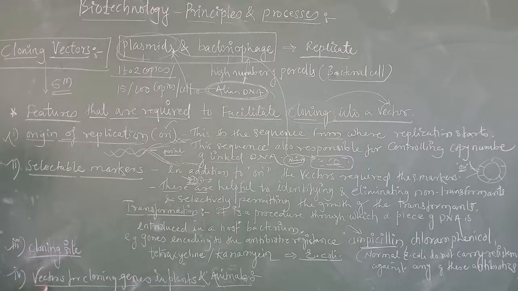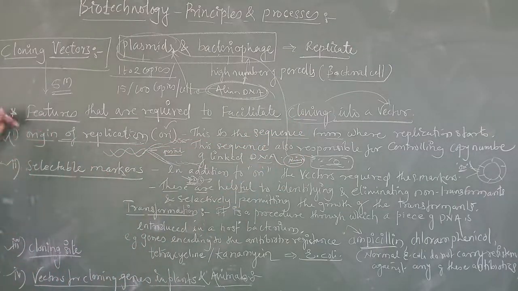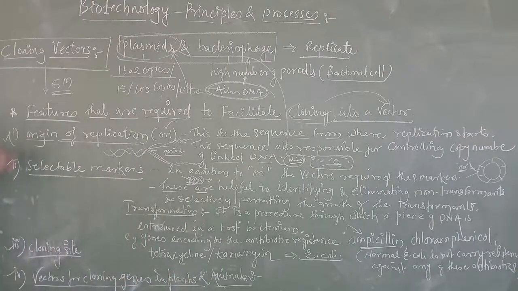And last is to study the vectors for cloning genes in plants and animals. Whichever vectors are used in plants and animals can be useful for us in making the cloning. This is about the origin of replication, selectable markers, cloning site, and vectors for cloning genes in plants and animals. Understood? This is asked for 5 marks.